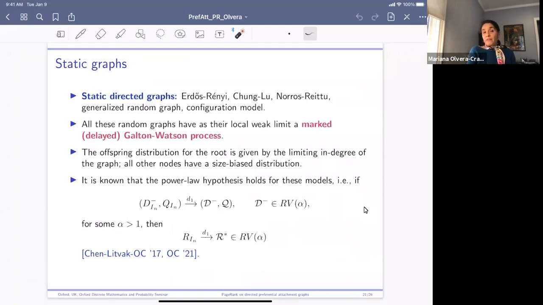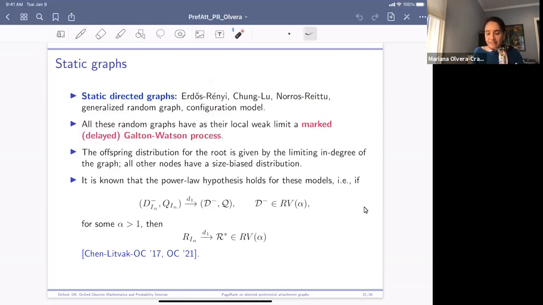Let me tell you what we know and when it's true. So think about not preferential attachment graphs or general attachment graphs, but just static directed random graphs. So take your directed version of Erdős-Rényi, the Chung-Lu graph, Norros-Reittu generalized random graph, or even the configuration model, any of those. Take its directed version. These are static graphs, static because we're only meant to check one snapshot of our real world graph. Well, for static graphs, we know that in any of these cases, the local weak limit is a marked, delayed Galton-Watson process. The marked comes from those out degrees or personalization or whatever else we have. The delay comes from the size bias that is present in any of these models other than the Erdős-Rényi. That size bias is significant. It's something that we should never ignore because it's really heavy when you have a scale-free graph.